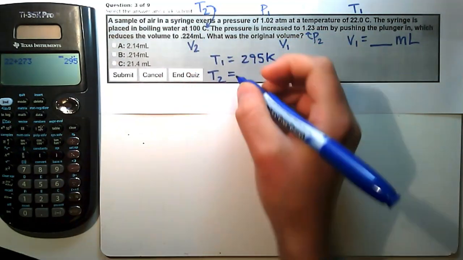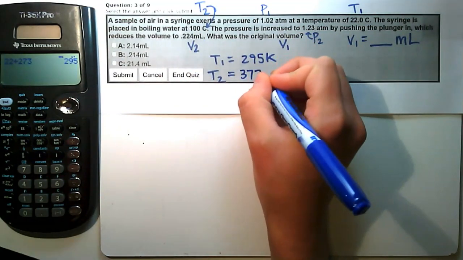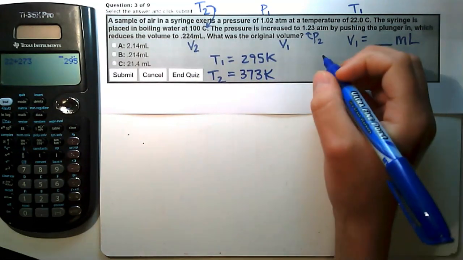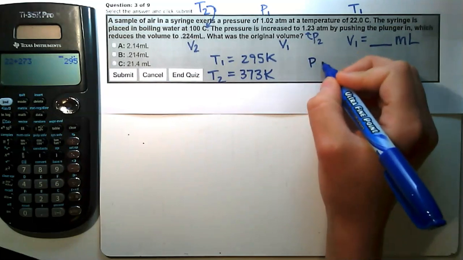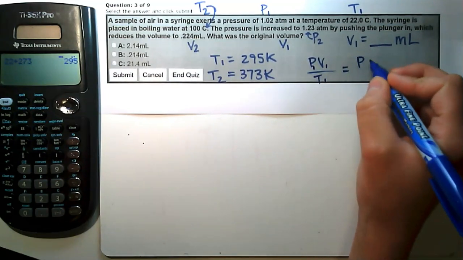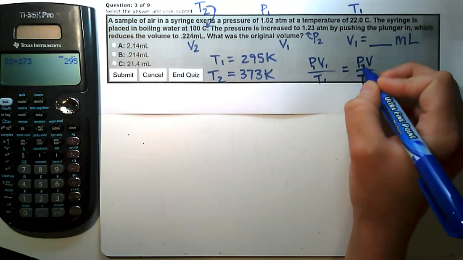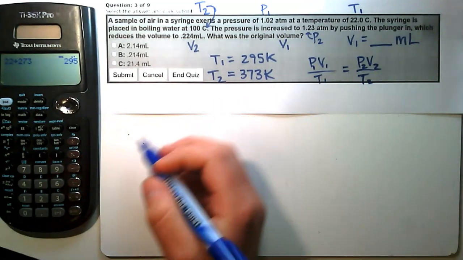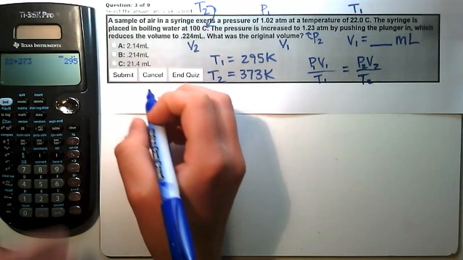And then 100 plus 273 gives 373 Kelvin. And once again, we are going to use the combined gas law: P1V1 over T1 equals P2V2 over T2. There we go, our combined gas law. So let's go ahead and do some substituting.